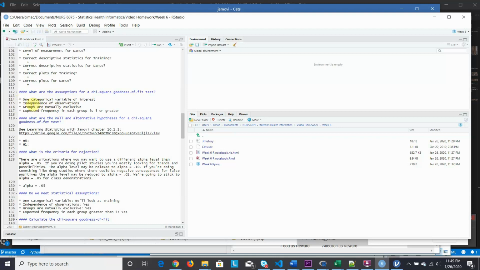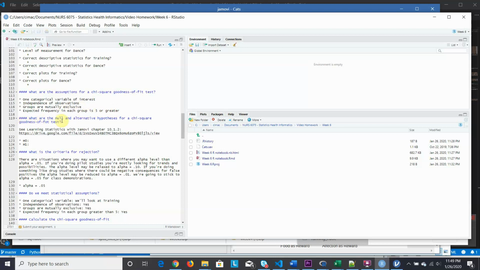Sometimes you do have situations where people can belong to more than one group, and then you're violating an assumption of a chi-square test, and you shouldn't run that kind of test on that kind of data. And the last assumption is the expected frequency in each group is 5 or greater. So you really can't have any groups that are less than 5, or you're violating an assumption of a chi-square goodness of fit. And Field talks about some alternatives, but we won't talk about them on this assignment.